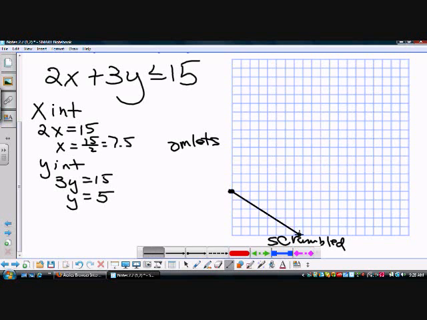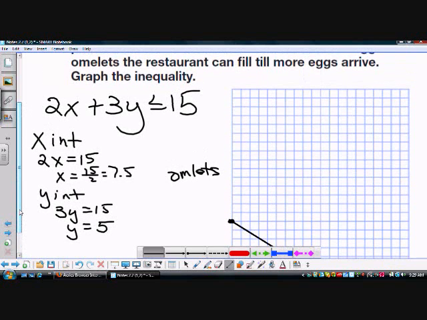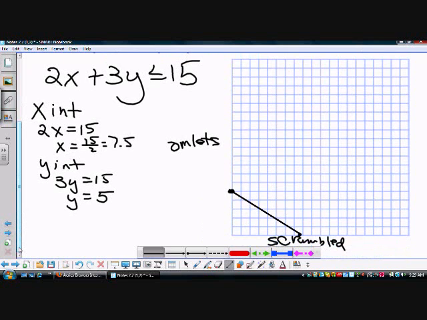I should make a line. And I'm going to make a solid line this time because it was a less than or equal to. And should I be shading above that line or below that line? Below that line. So you could test the point 0, 0. 0 plus 0, is that less than or equal to 15? Yeah, so the 0, 0 should be in my shading. And I'm not going to shade below the x-axis and to the left of the y-axis, so it makes no sense to make negative orders.